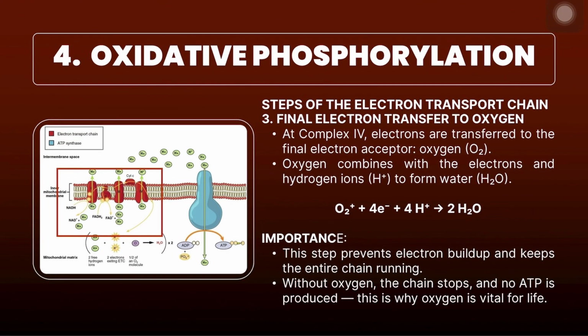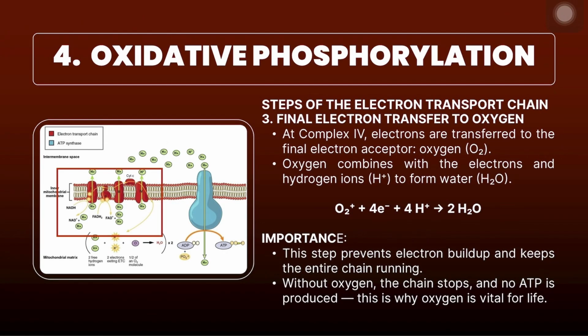This reaction is very important because it removes the low energy electrons and also prevents the chain from backing up. Without oxygen, the entire chain would stop because the NADH and the FADH2 could no longer unload their electrons. And of course, the ATP production will be lessened. Which is why oxygen is essential for our lives. So again, that is the final electron transfer to oxygen.